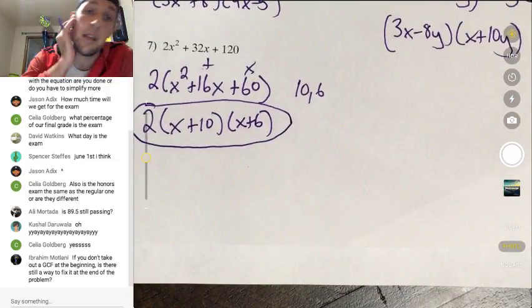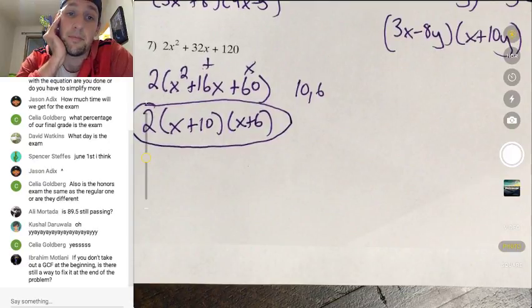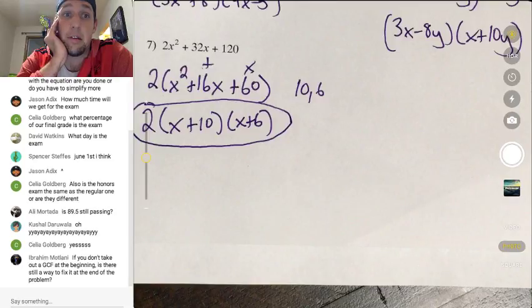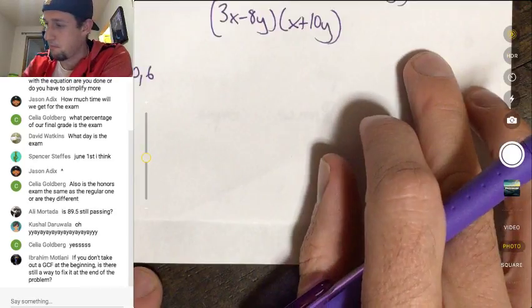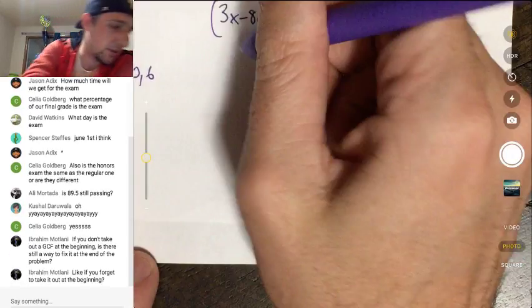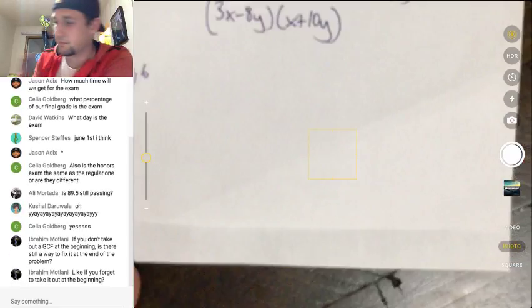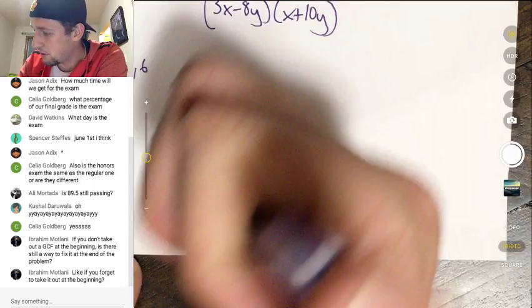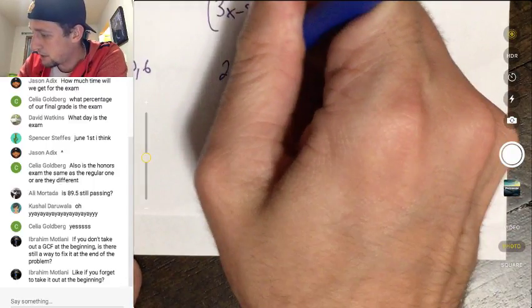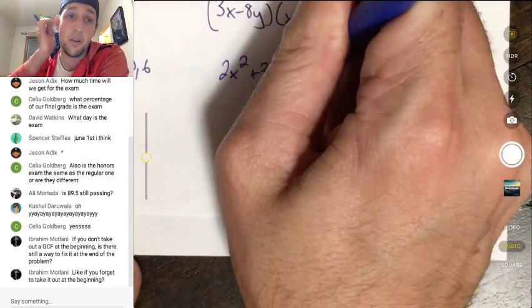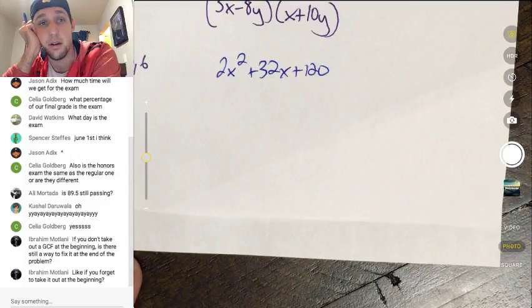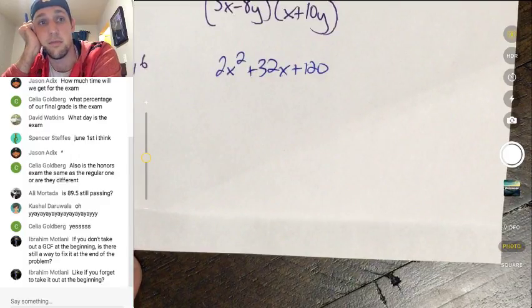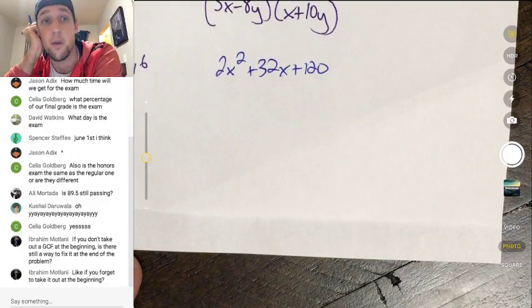If you don't take out a GCF at the beginning of a problem, for this particular one, we could actually do that. We have a few minutes, so let's pretend you didn't, and instead you just did 2x squared plus 32x plus 120. Instead, you miss it, and you're like, oh, darn, I think this is a split the middle term problem. You're just going quick and you don't realize it.